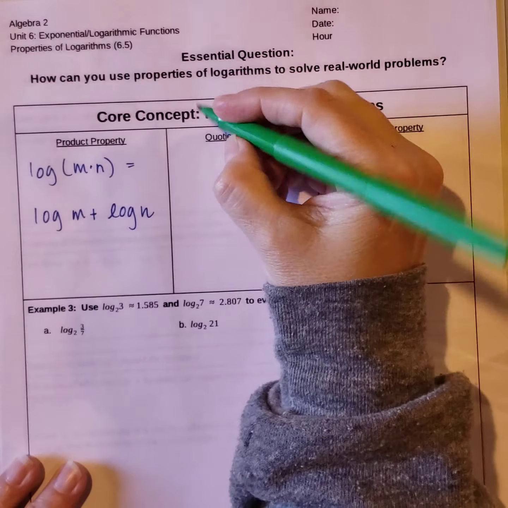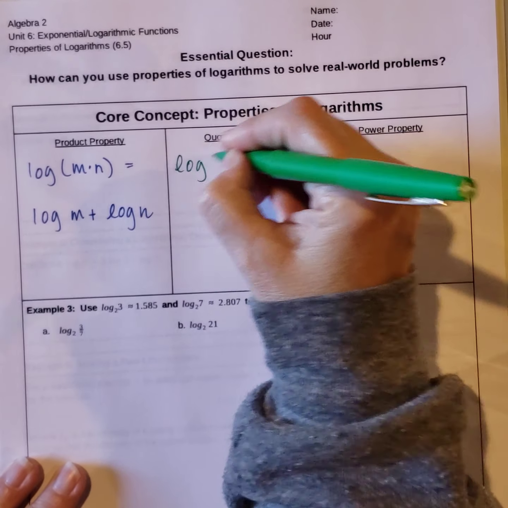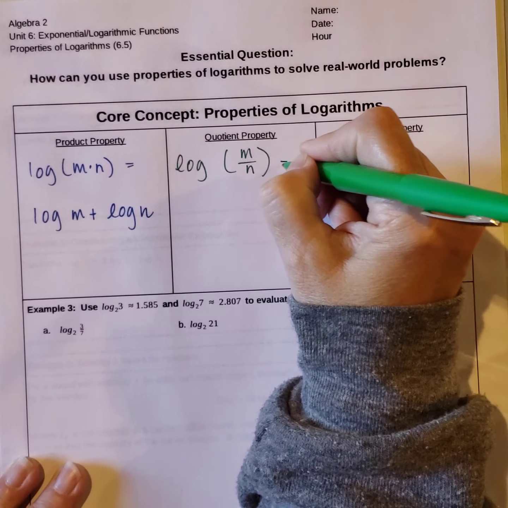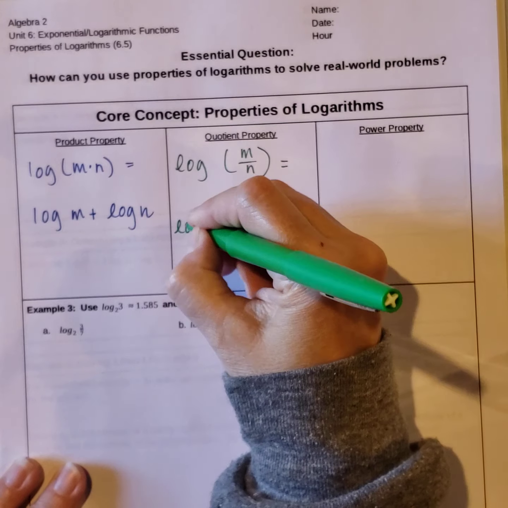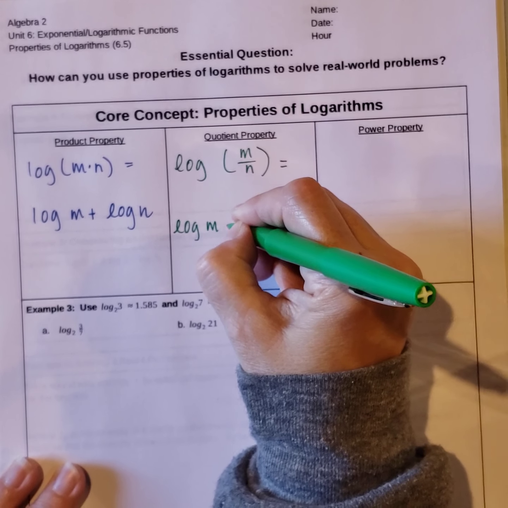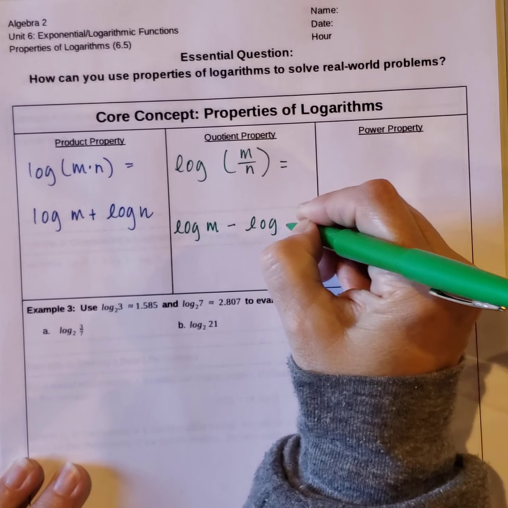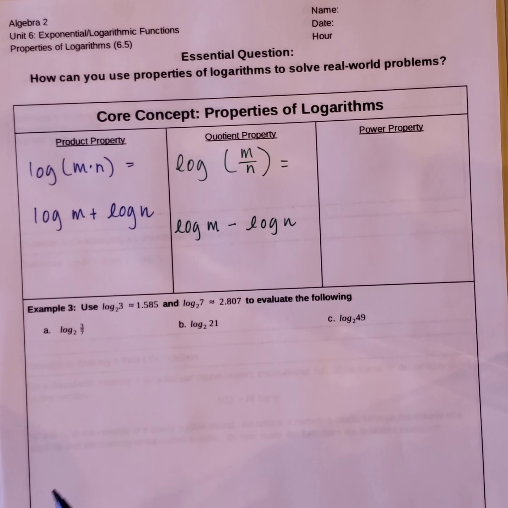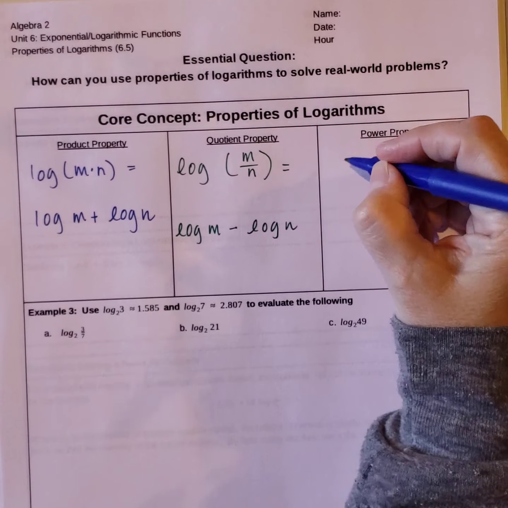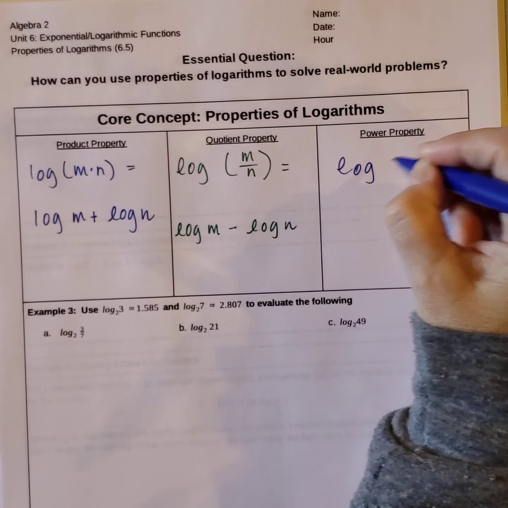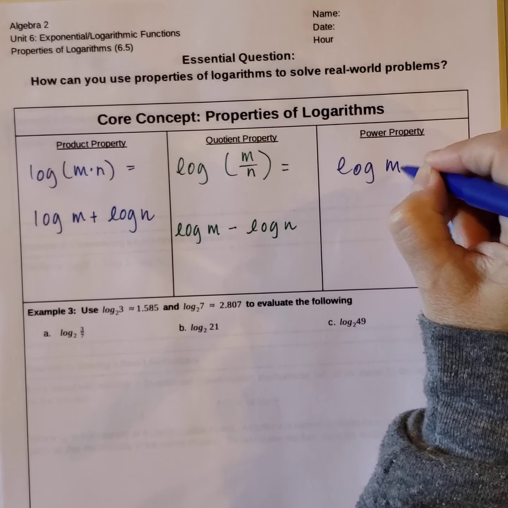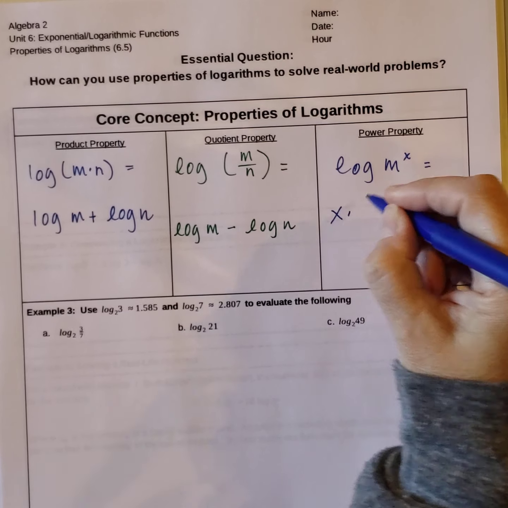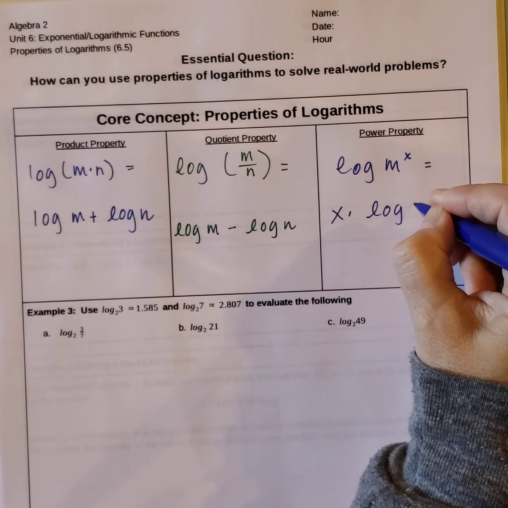Quotient property is the log of m divided by n is equal to the log of m minus the log of n. And the power property is the log of m to the x is equal to x times log of m.